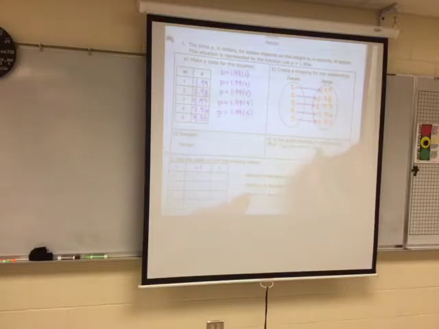Continuous because the weight of the bananas can be fractions.